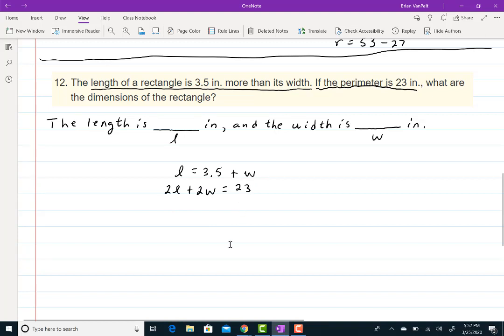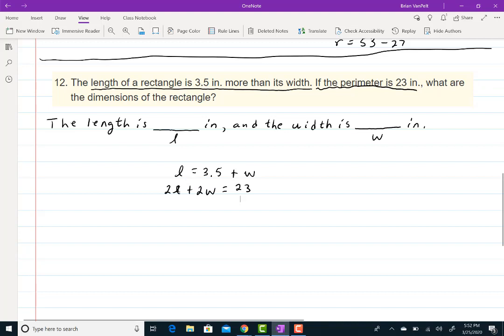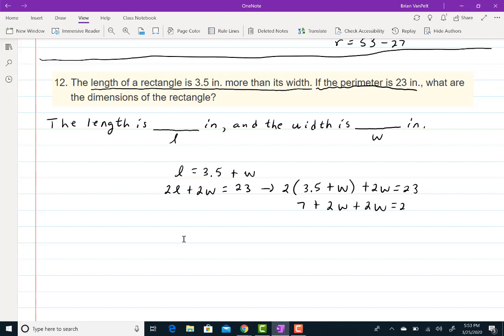So what I'm going to do is the same thing I did in the last problem. I'm going to take this 3.5 plus W, and I'm going to put it in where it says L there. So let me show you what happens to the second equation. Insert it with parentheses so that you'll remember to distribute the 2. And you know things are right because now you only have one letter to solve for instead of 2. Let me multiply through by the 2. So we get 7 plus 4W equals 23. I'll subtract the 7, so 4W equals 16. Divide by 4. Looks like W equals 4 inches.